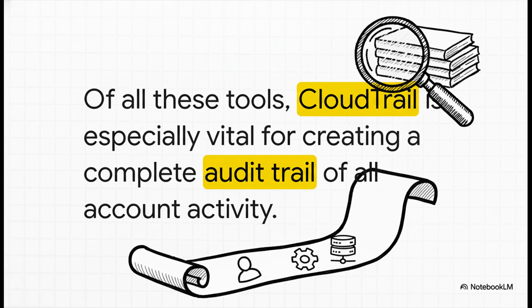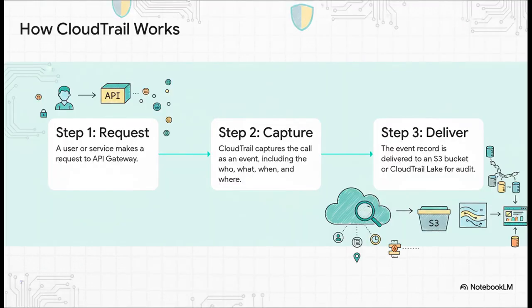So let's make this real and see exactly how it works. It's actually a pretty simple but incredibly powerful process. Someone, could be a person, an application, whatever, makes a call to change your API gateway configuration. Instantly, CloudTrail logs that as an event. It captures everything: who did it, what they did, when they did it, and from where. Then that little event record gets securely sent to a place like an S3 bucket. If you ever have a security incident, this log is the first place you're going to look.